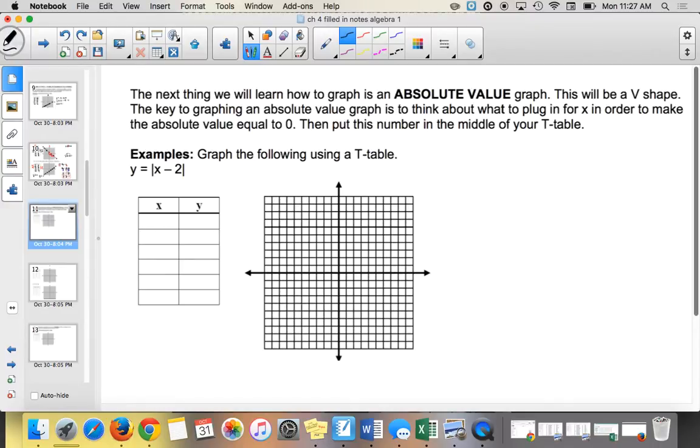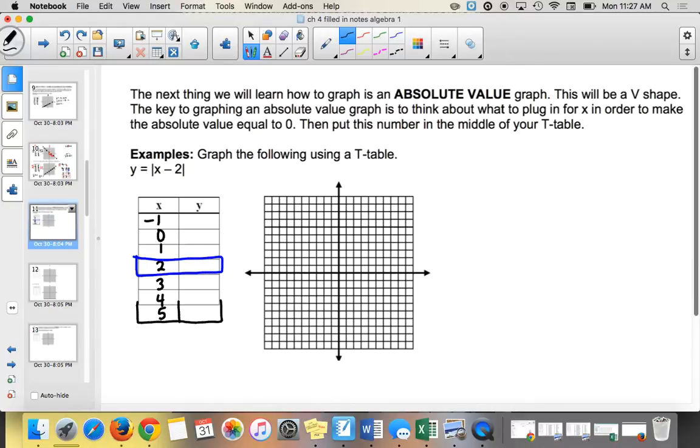Okay, so 2. If you guys are sneaky and you're good at this, you'll put that in the middle of your t-table. So we'll put it in the very center. We'll put 2 right here in the middle. So I want numbers before that and numbers after it. It doesn't matter what order. If you start with the bigger numbers and go to the smaller numbers, it doesn't matter. Let's go backwards. So let's do negative 1, 0, 1, 2, 3, 4, and 5.